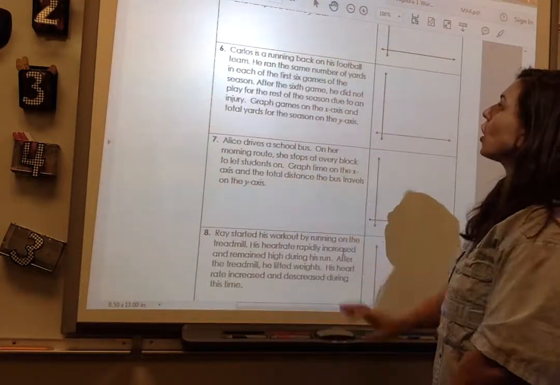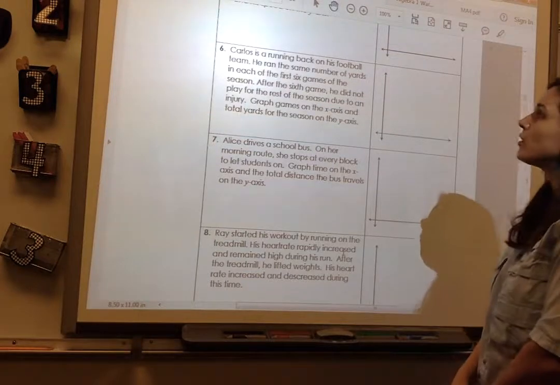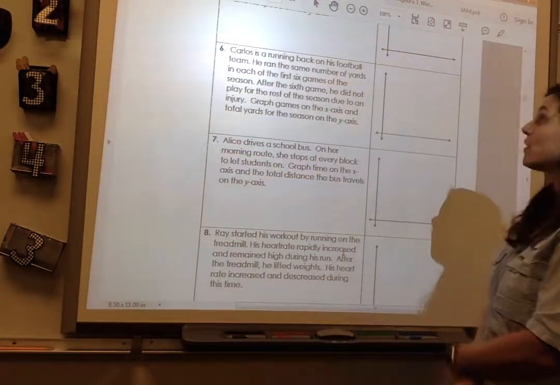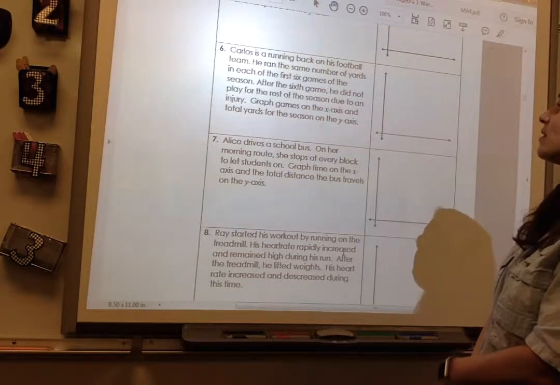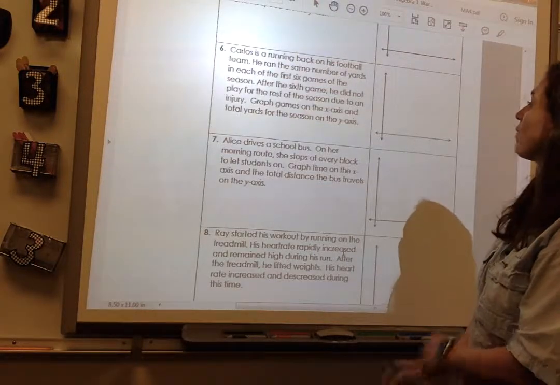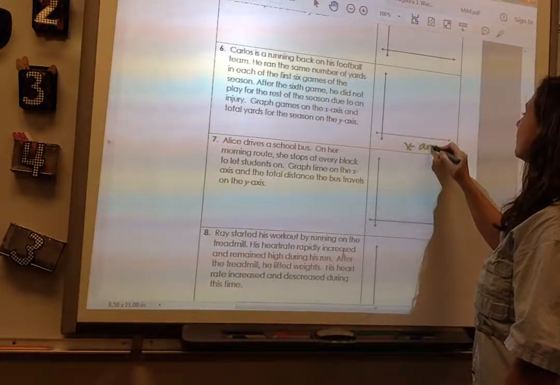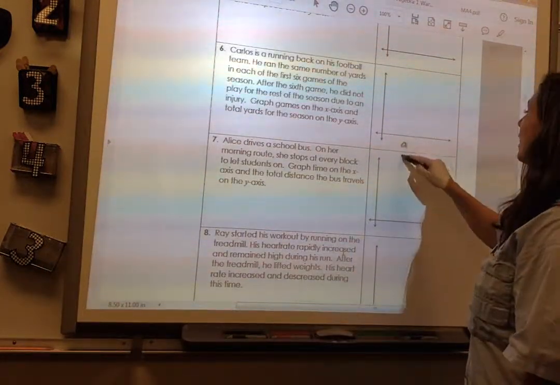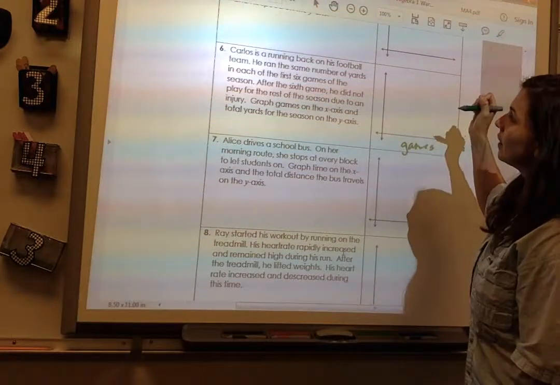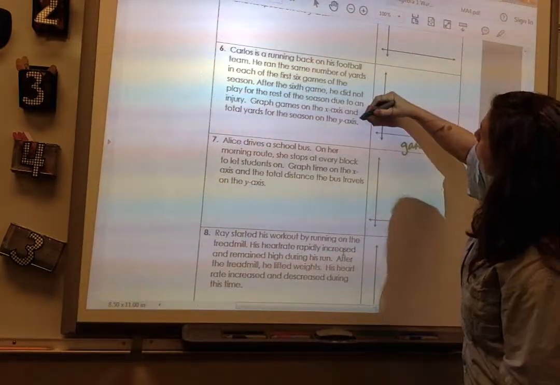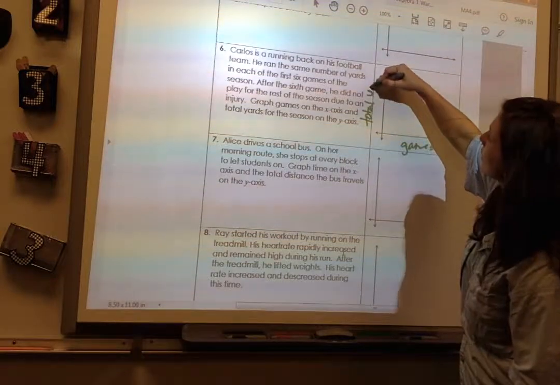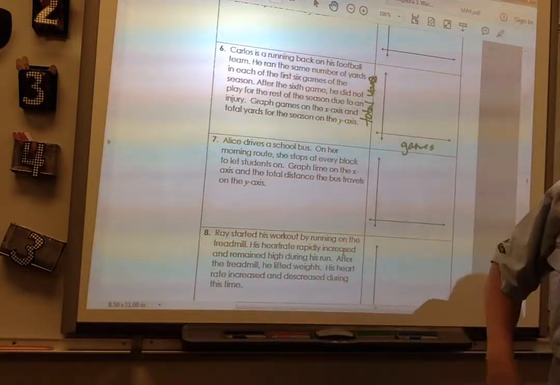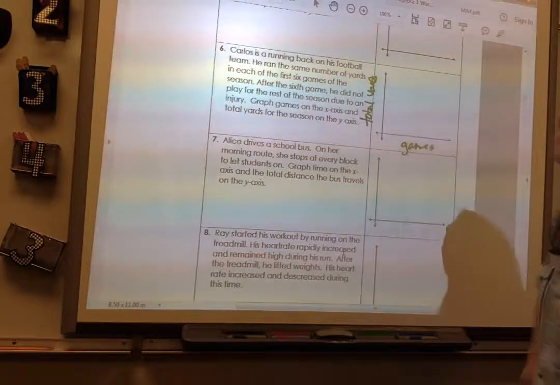All right, so let's look at Carlos. Carlos is a running back on his football team. He ran the same number of yards in each of the first 6 games of the season. After the 6th game, he did not play for the rest of the season due to an injury. Graph games on the x-axis and total yards on the y-axis. So that's the first thing we do. We have to label those.